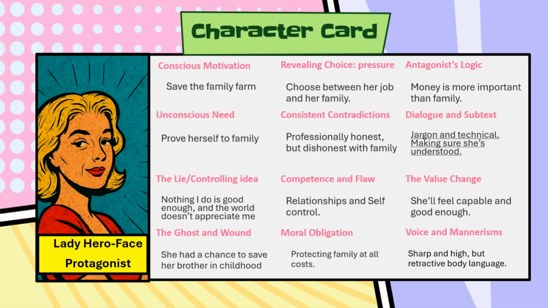I'll run through this really quickly. Conscious motivation. She wants to save the family farm. And pay attention. See if you can see how all these things kind of fit together. Unconscious need. Prove herself to her family. The lie and controlling ideas that nothing she does is good enough. And the world doesn't appreciate her. Her trauma was she had a chance to save her brother in childhood, and she didn't.